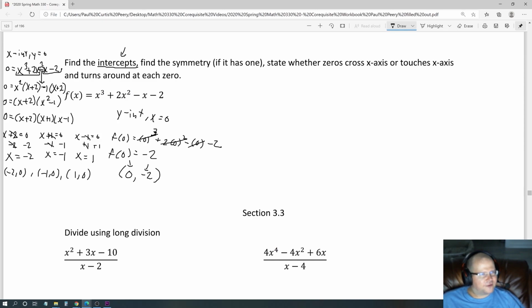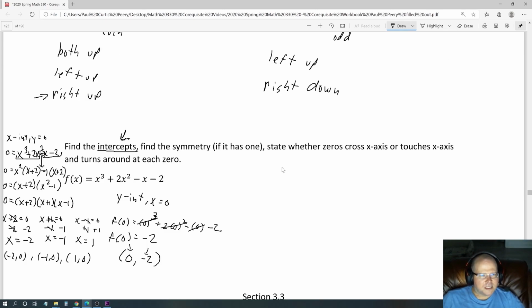So I have 3 x-intercepts and 1 y-intercept. Okay, so now we're going to find the symmetry. The first test we'll do is y-axis symmetry.